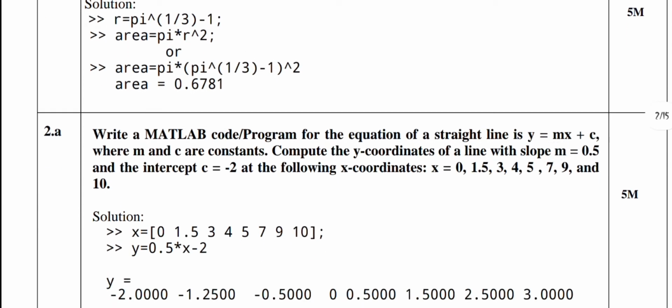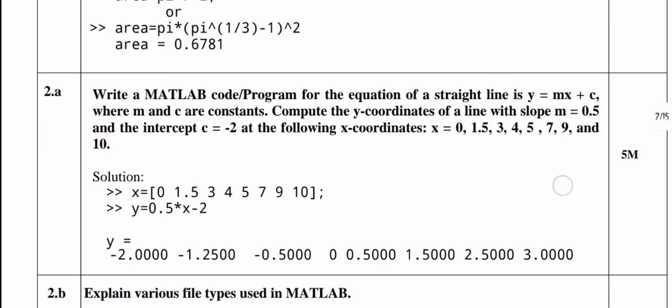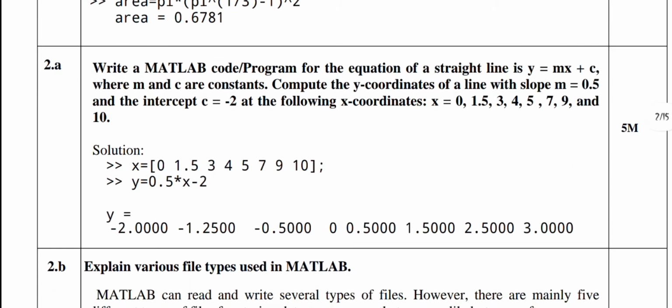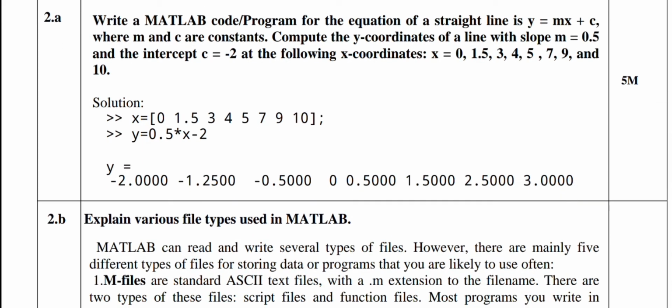Question 2A: write a MATLAB code program for the equation of a straight line, y equals mx plus c, where m and c are constants. Compute the y coordinates of the line with a slope m equal to 0.5 and the intercept c equal to -2, for the following x coordinates: x equals 0, 1.5, 3, 4, 5, 6. Sorry, not 6, it is 7, 9 and 10. The answers and all solutions are also there.